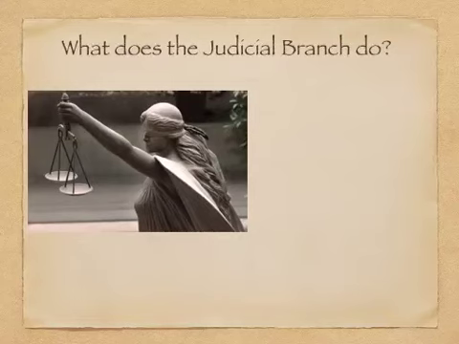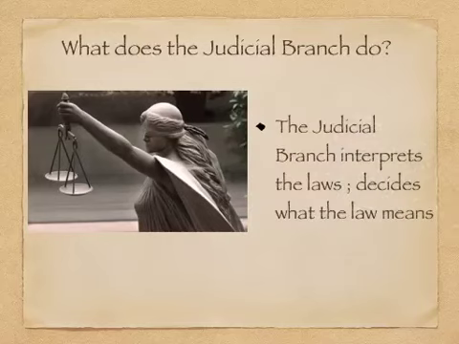The picture on your screen is a really good representation of what the judicial branch is supposed to do. The statue is of Justice, and as you can see, she's blindfolded, so she can't see the people in front of her, and she's holding some scales. She's trying to balance out the most fair thing to do. So the idea here is that Justice is blindfolded, and she is trying to determine the most fair thing to do. And so that's what the judicial branch is supposed to do.